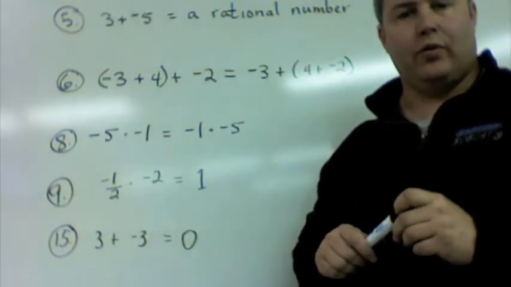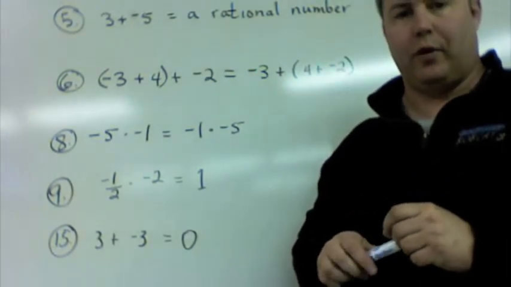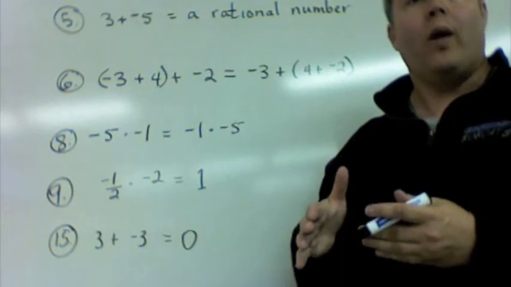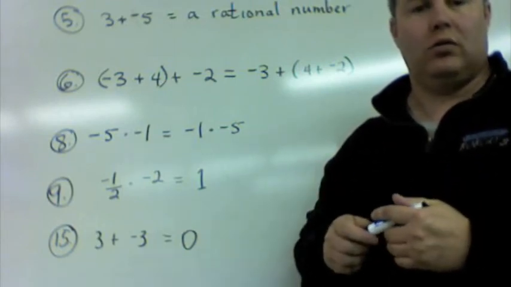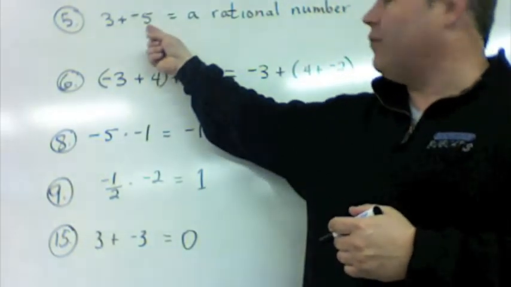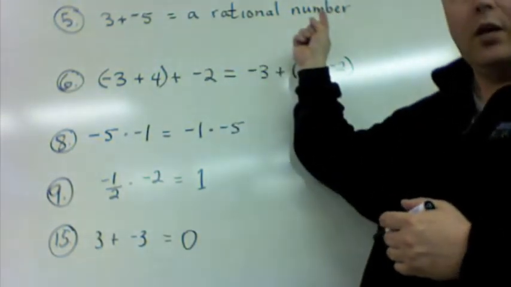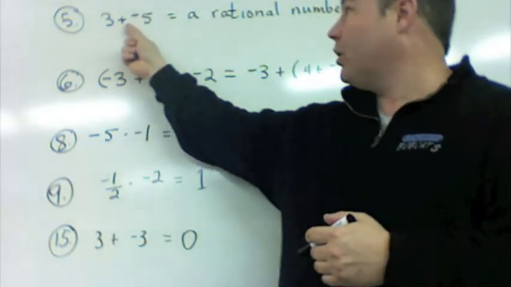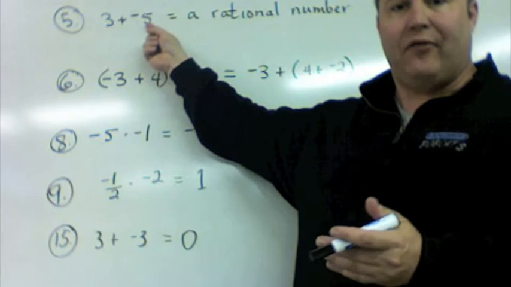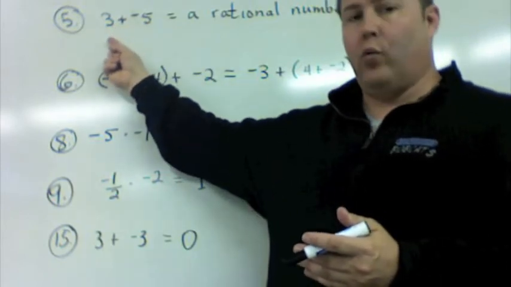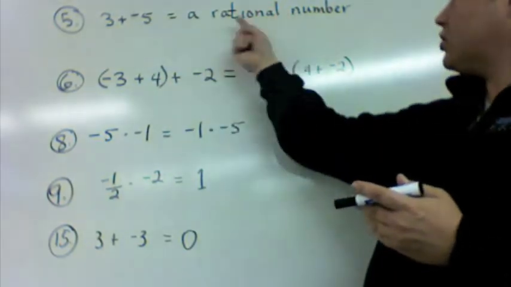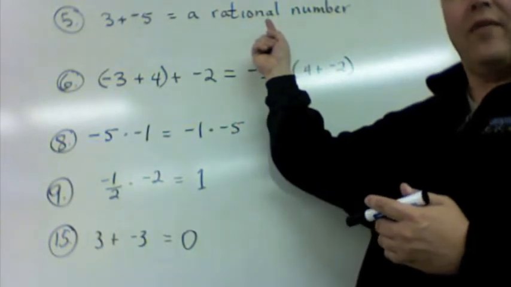All right, here are some examples with Geometry Section 1-2 field properties. They'll give you some sort of equation or something and say what property does this show, okay? And so I'm going to do number 5 from your worksheet. Number 5 says 3 plus negative 5 equals a rational number. Well, 3 is a rational number, and negative 5 is a rational number. Rational simply means it can be written as a fraction. So you can write 3 as 3 over 1. It's a fraction. Negative 5 is kind of a fraction. It's negative 5 over 1. And if you get a rational number or fractional number as an answer, then that's closure.